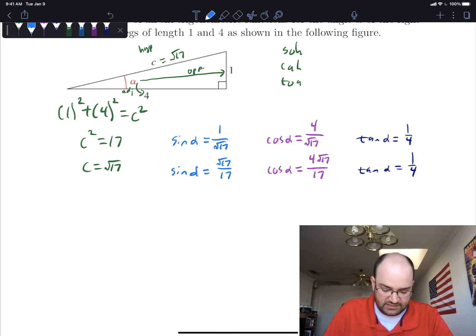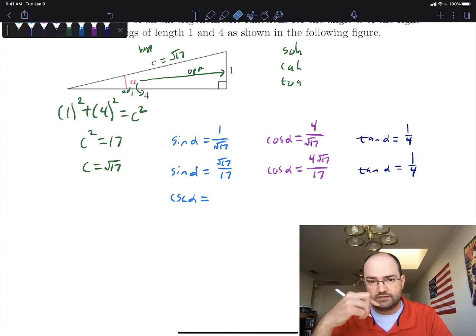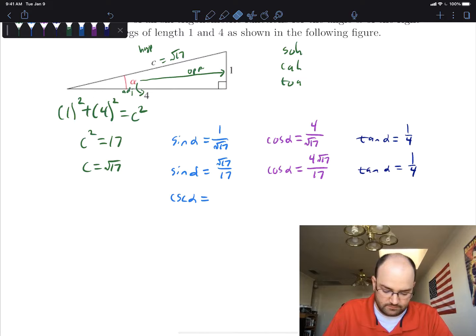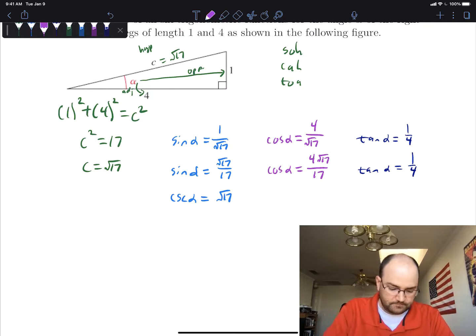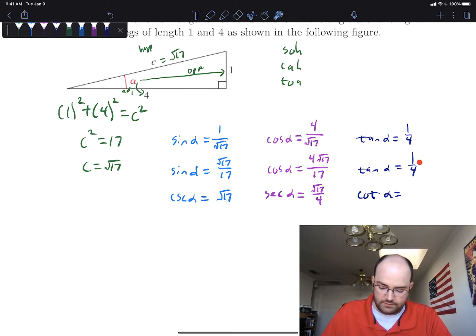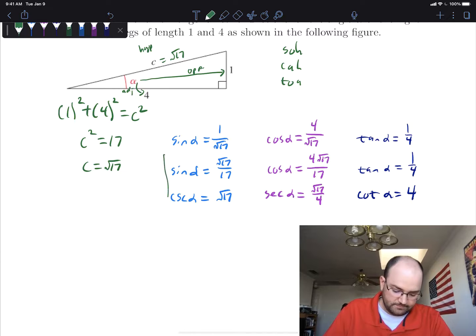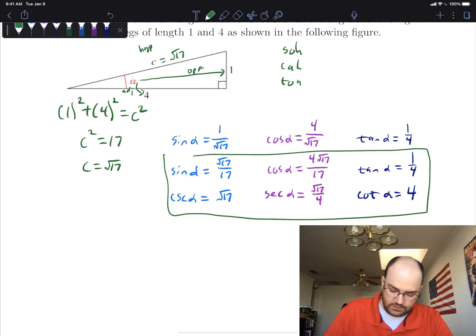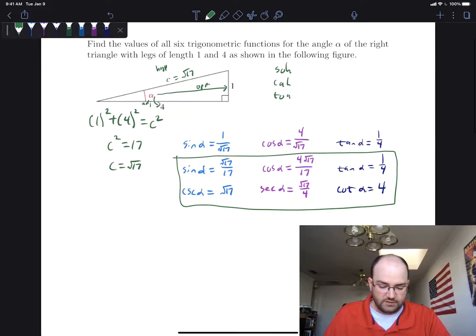So for cosecant, it is the reciprocal of sine. So cosecant would be 1 over square root of 17 flipped, just becomes square root of 17. Secant is the reciprocal of cosine. So up here, 4 over square root of 17 flipped becomes square root of 17 over 4. And cotangent is the reciprocal of tangent. So flip those two, makes that 4 over 1, or just 4. Awesome. And there you go. These are the 6 trigonometric functions for angle alpha here.